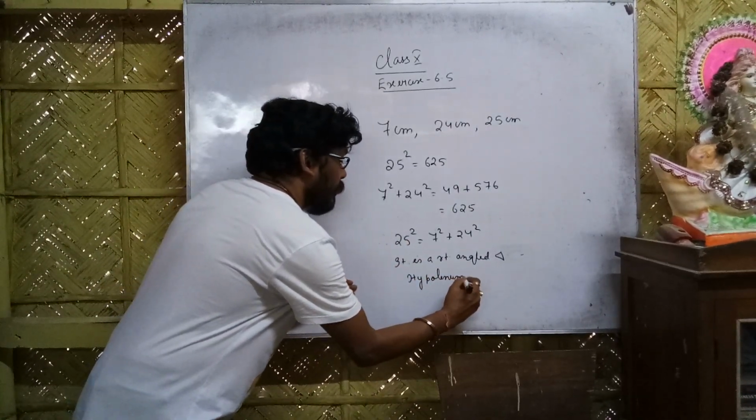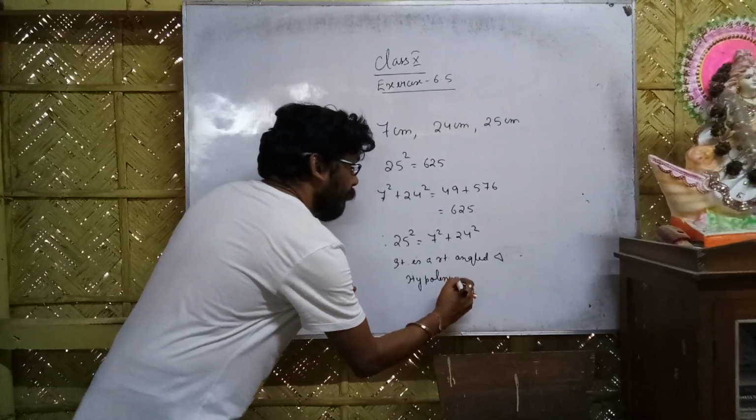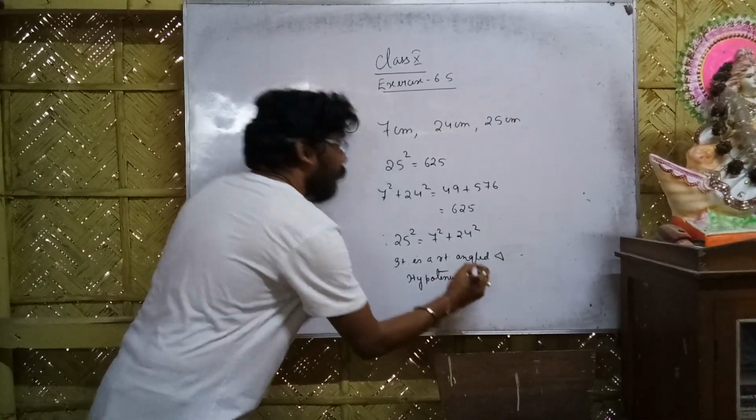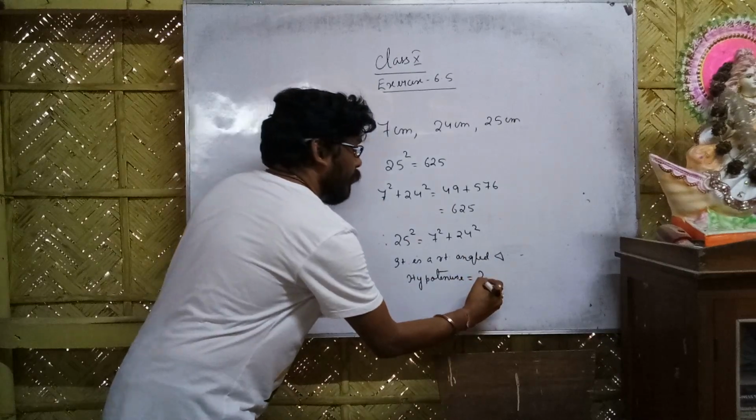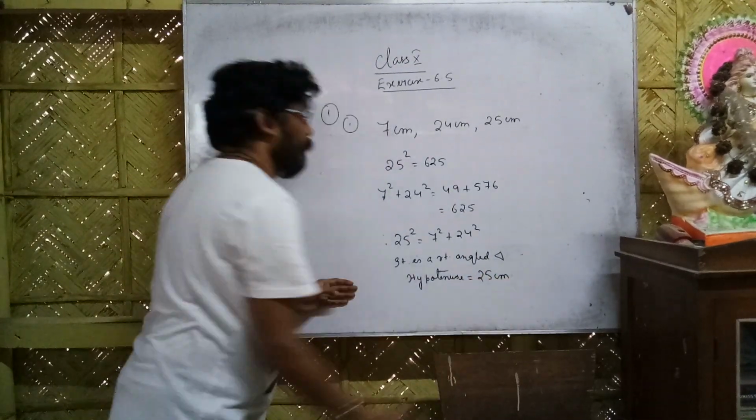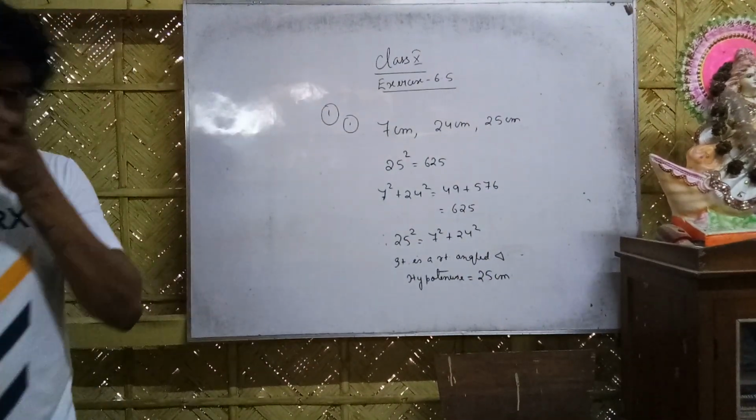So in this group, the longest side is 25 centimeters. So hypotenuse equal to 25 centimeters. Copy it.